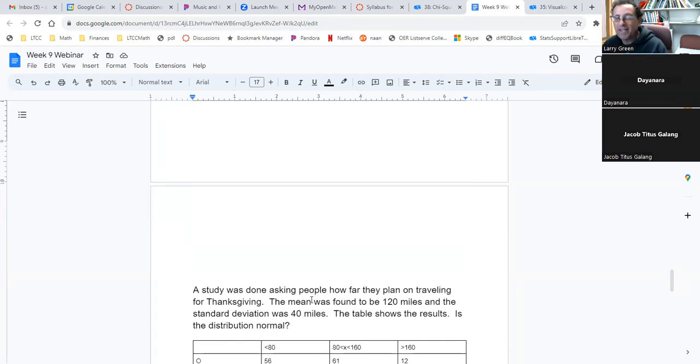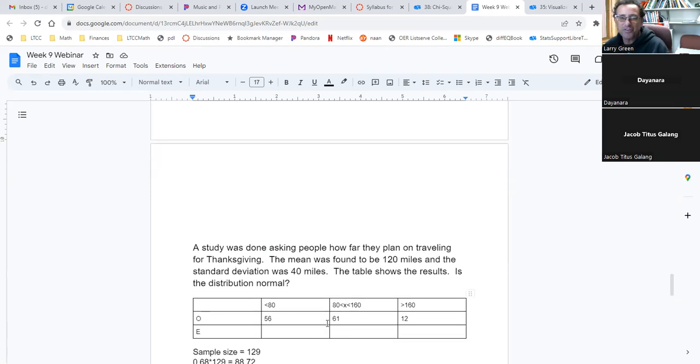A study was done asking people how far they plan on traveling for Thanksgiving. Hopefully you know that Thanksgiving is in 9 days from the day I'm giving this. Okay, the mean was found to be 120 miles. The standard deviation was 40 miles. The table shows the results. Is this distribution normal? Now, do you remember we have had times where we had to assume the distribution is normal? Do you remember having to do that sometimes?